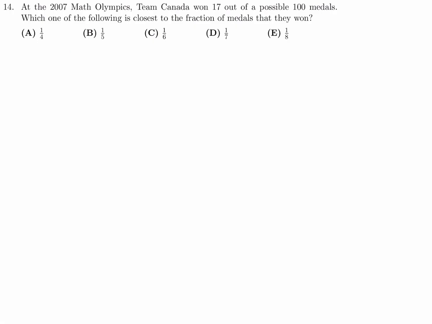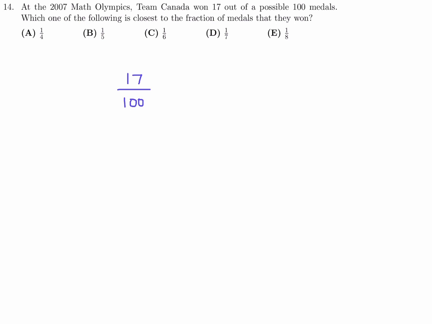At the 2007 Math Olympics, Team Canada won 17 out of a possible 100 medals. Which of the following is closest to the fraction of medals that they won? Where their exact fraction is 17 over 100. So we have to figure out which of these answer choices is closest to 17 over 100.